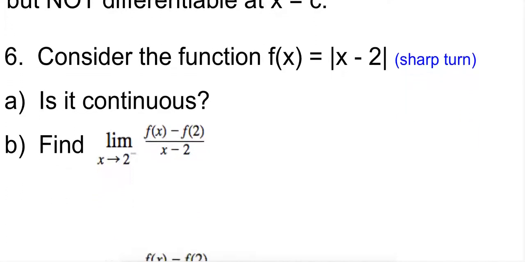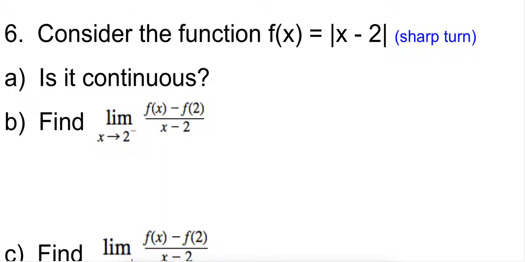So in 6, we've got this function. It's an absolute value function. So absolute value, of course, is a V shape, and the minus 2 moves us to the right 2, and there's our absolute value function. So first of all, is this continuous? Well, yeah, it is. There's no holes, there's no asymptotes, there's no jumps.